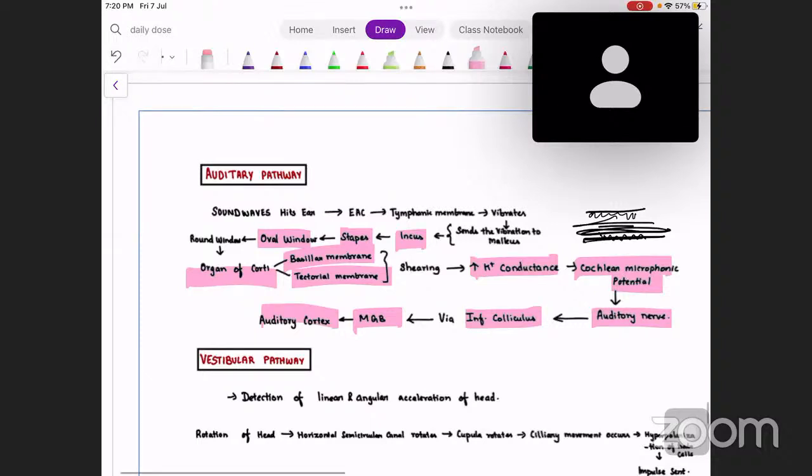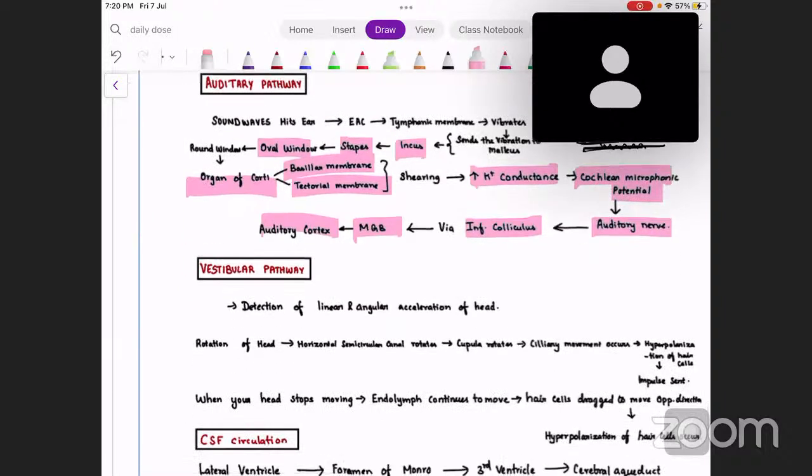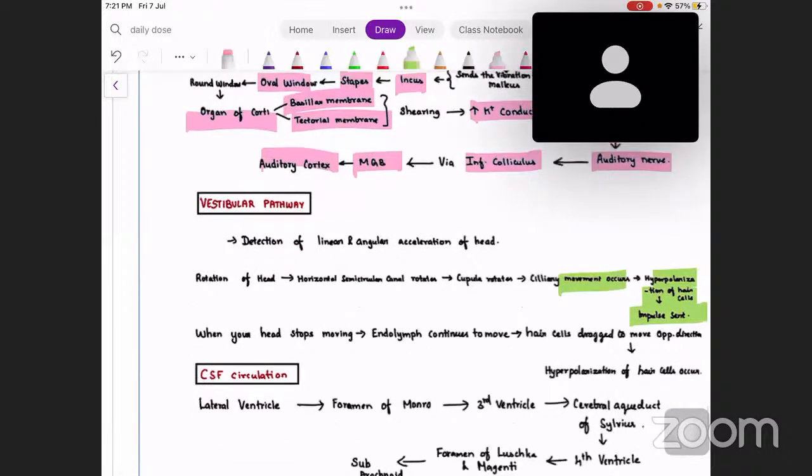Then you have the vestibular pathway, where you see the detection of linear and angular acceleration. When you rotate your head, immediately the horizontal semicircular canal rotation happens. Your cupula will also rotate. When the cupula rotates, ciliary movement will occur. Ciliary movement produces hyperpolarization of your hair cells, and an impulse will be generated. Similarly, when your head stops moving, your endolymph will continue to move. Hair cells will be dragged back in the opposite direction. Again, hyperpolarization of hair cells will occur. So this is the vestibular pathway.